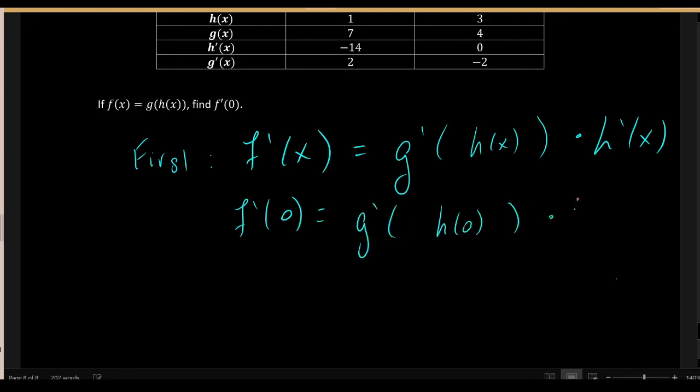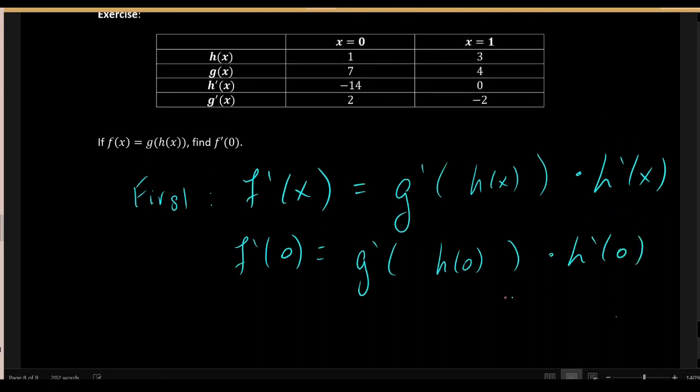So let's use the table to try and figure out what each of these values is. For example, h prime at x equals 0. And when x is 0, the table is telling me that h prime is outputting negative 14.